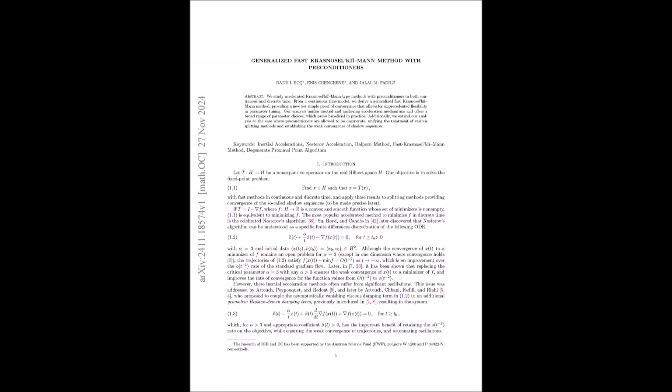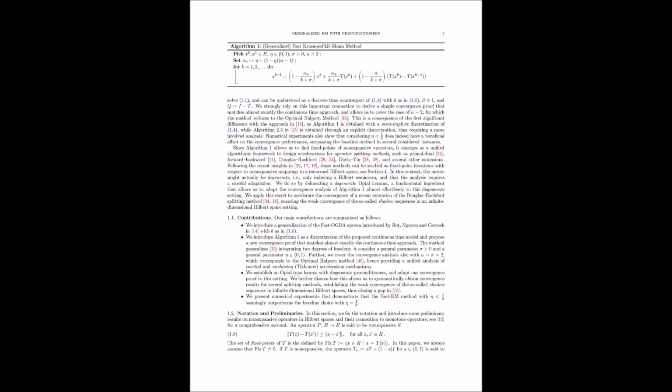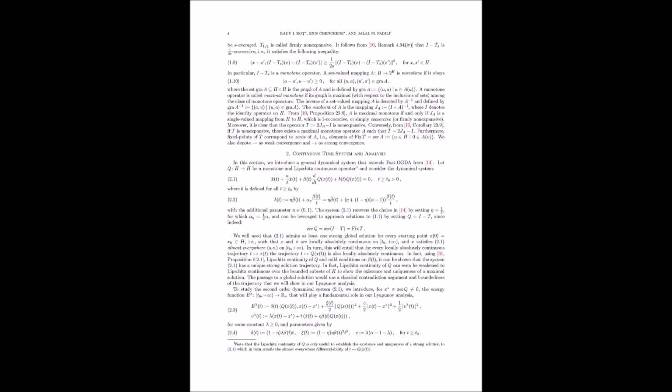Today we're going to be unpacking this paper called Generalized Fast Krasnosel'skii Method with Preconditioners. Sounds a bit intimidating. Yeah, it does. It's really all about finding efficient ways to solve equations, particularly in this mathematical space called a Hilbert space. Right. And we can think of this method as kind of like enhancing a classic method called the Krasnosel'skii method, making it faster, making it more versatile. So like a turbo boost. Yeah, exactly. Like giving it a turbo boost.